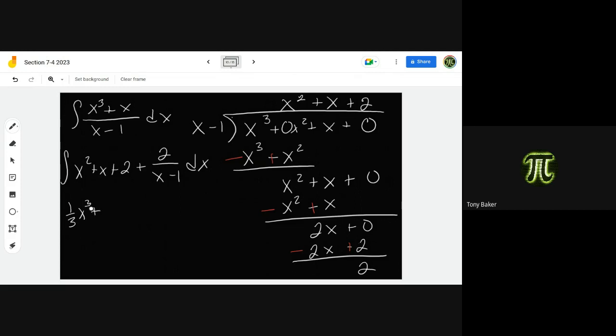What's the derivative or the integral of x? Yeah, so 1/2 x squared. Integral of 2x. Remember, that's the derivative. And now what's the integral of 2 over x minus 1? Right. 2 ln x minus 1 plus c.